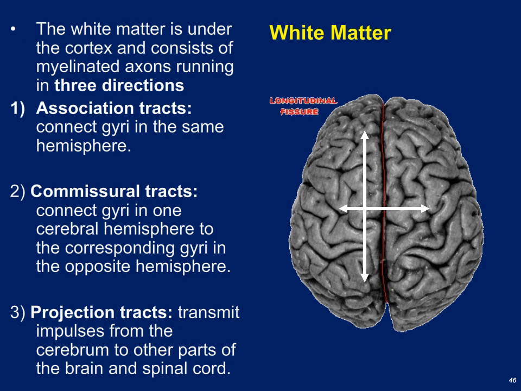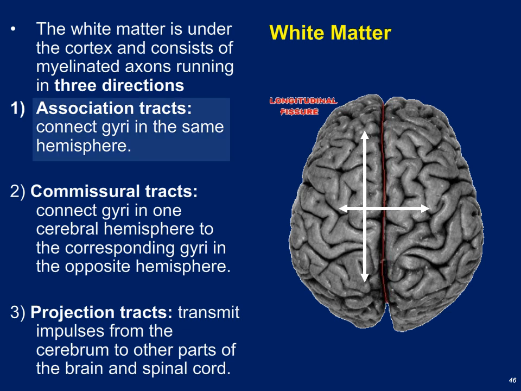Now, before we go on to take a look at the functional regions of the cerebral cortex and basal nuclei, we're going to take a look at the distribution of white matter within the cerebrum. And so white matter, remember, contains the myelinated axons, and here they're running in three different directions. Depending on which direction these fibers are running, we will name these fibers or tracks different names.